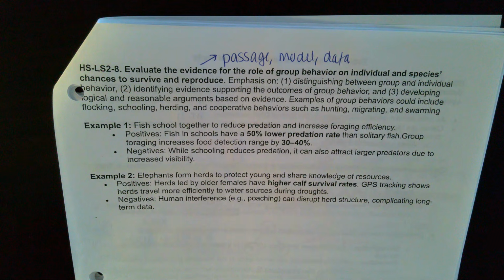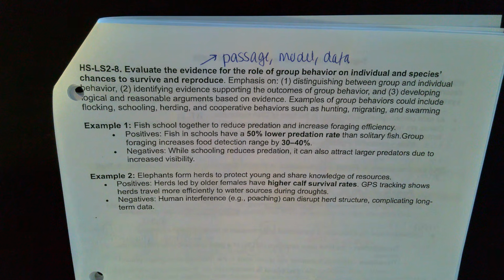We watched in my class something about African wild dogs and how they all work together in order to hunt. So they are social beings that work as a team in order to take down much bigger prey. Migrating and swarming. Swarming would be things like bees.